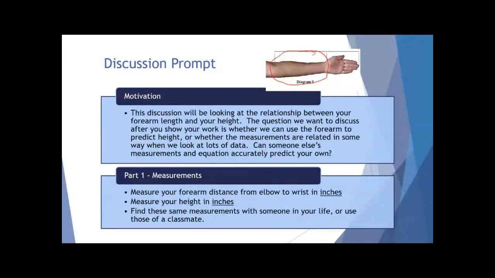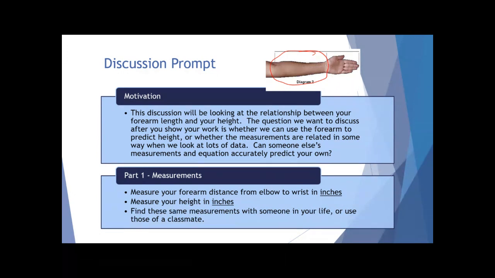Because, you know, if your arm length is supposed to be the same, I would think then there should be some relationship between parts of the arm as well. So that's what we're looking at in this discussion. And so we're going to be using data in order to look at what this relationship is and then see if an equation you come up with can be used to predict somebody else's height or their arm length.